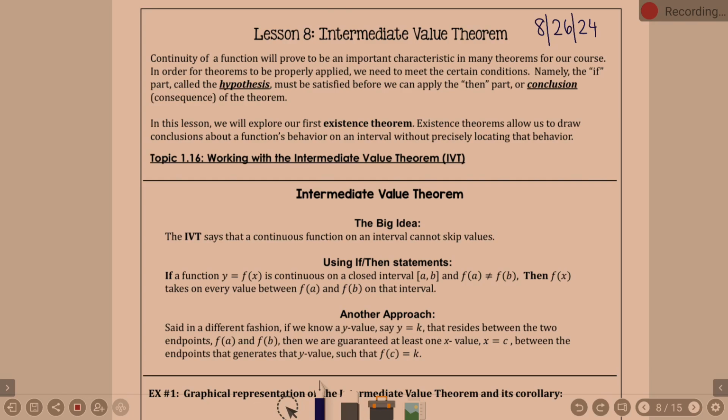It's one of those things that often has to be met for a theorem to be true. So continuity of a function will prove to be an important characteristic in many theorems for our course. In order for theorems to be properly applied, we need to meet certain conditions. Namely, the if part, called the hypothesis, must be satisfied before we can apply the then part, or the conclusion, or consequence of the theorem.